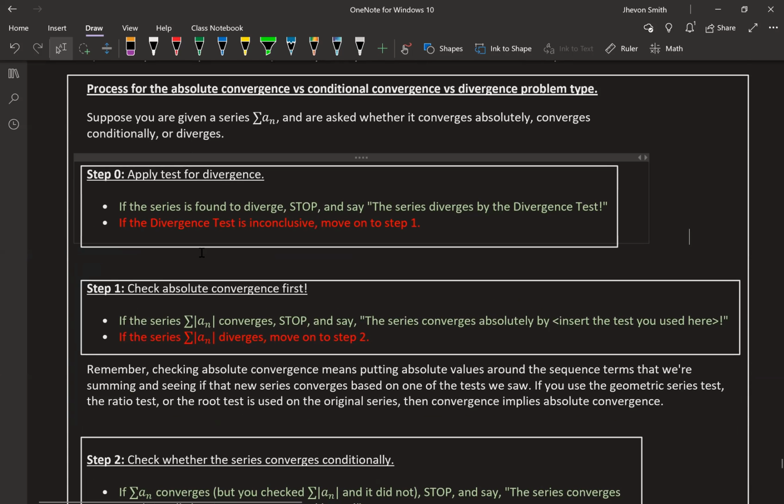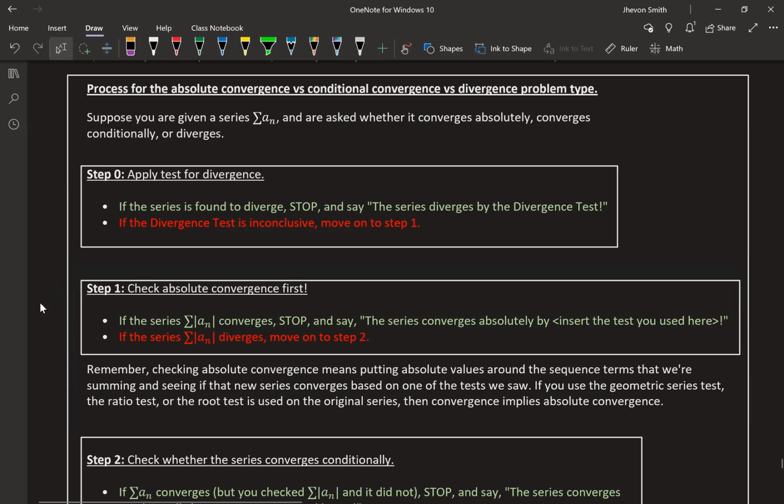First thing you're going to do, apply the test for divergence. A lot of times you'll be able to eyeball it and tell. If the series is found to diverge, you just stop. The series diverges by test for divergence. You don't have to do anything, right? However, if the divergence test is inconclusive, meaning that the limit is actually 0, then you actually cannot tell. So now you would move on to the first step in this process.